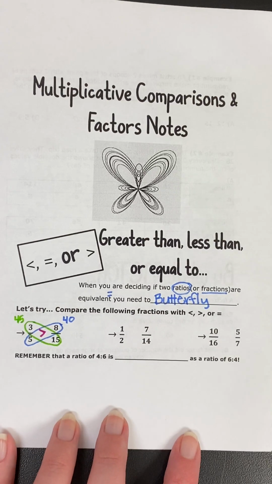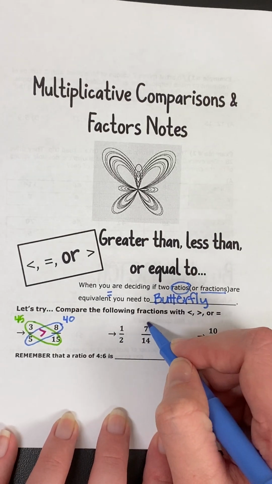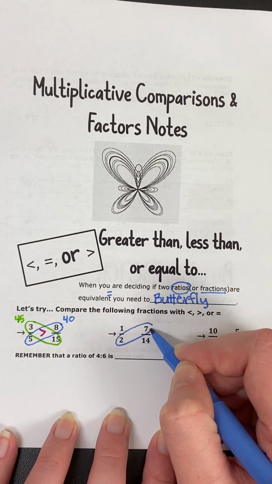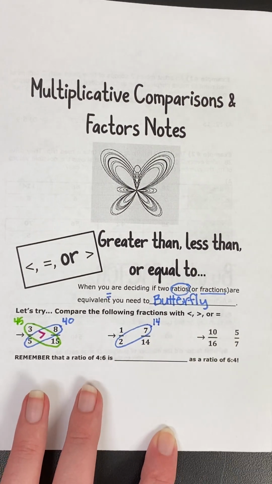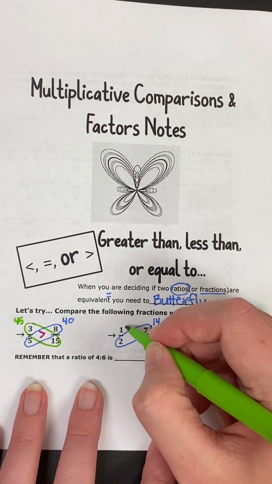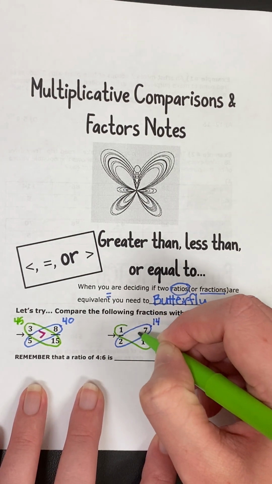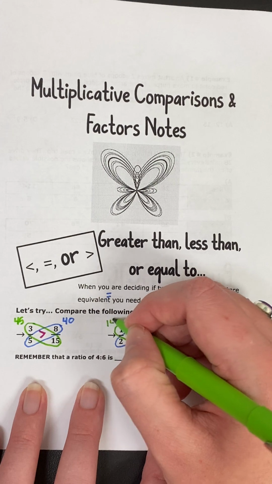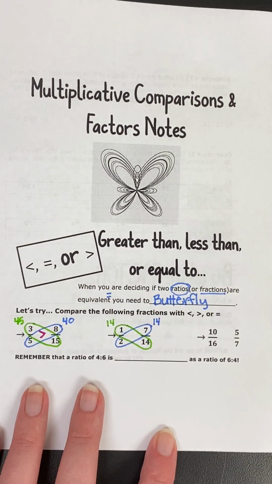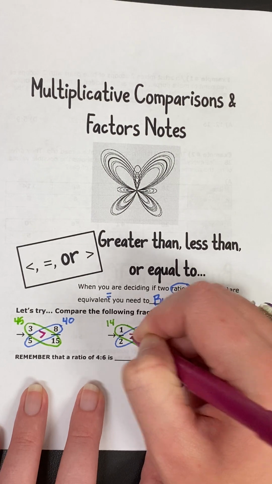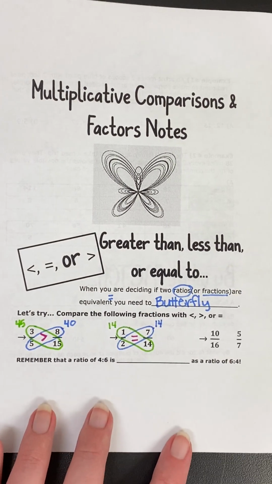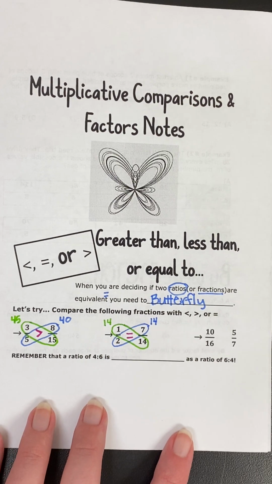Let's look at our next one, same thing. We're going to go across. We do our 7 and our 2, and again, we are multiplying, that's 14. Answer goes at the top. Then we do our other two numbers, 1 and 14. 1 times 14 is 14. So look at our answers, 14 and 14. Those are the same. So these are equivalent ratios or equivalent fractions.